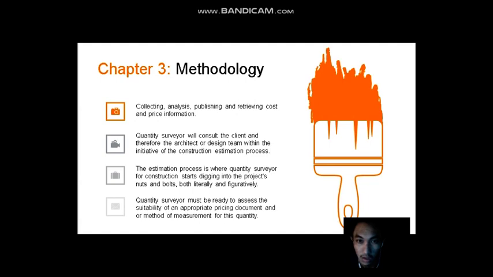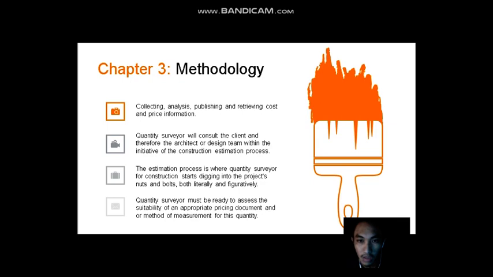The second stage is the estimation process, where the quantity surveyor for construction starts digging into the project's nuts and bolts, both literally and figuratively. This is usually the in-depth cost estimate for the project.